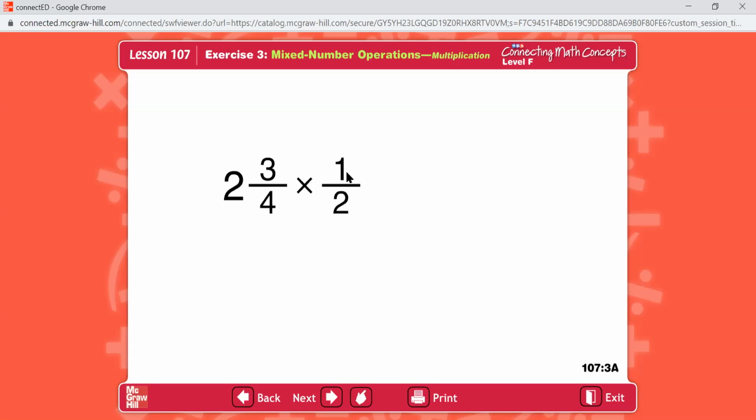Then we'll multiply that by 1/2, like so. Then we multiply straight across. 11 times 1 is 11, and 4 times 2 equals 8.